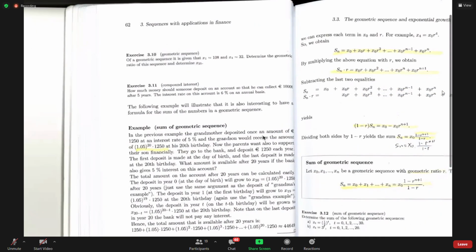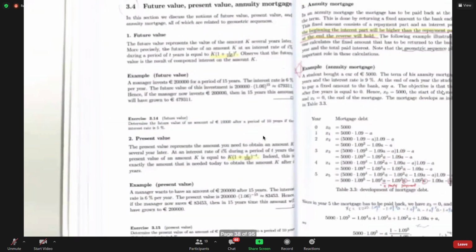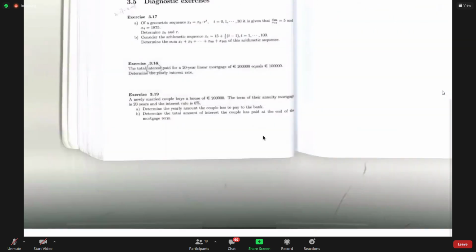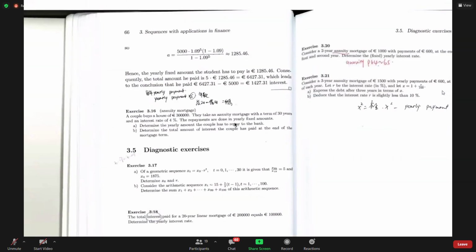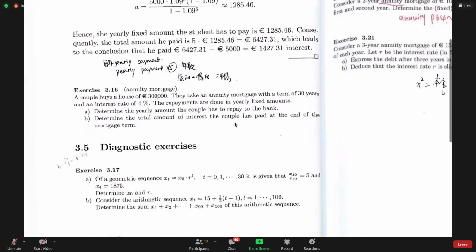And I promise you after this exercise, I'm letting you go and we'll see each other tomorrow. But I really want to work this exercise with you guys. So it's this exercise right here.